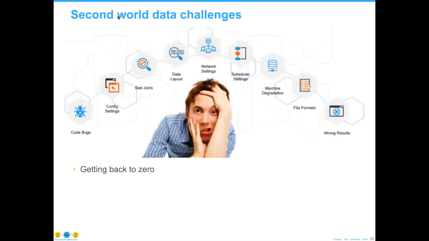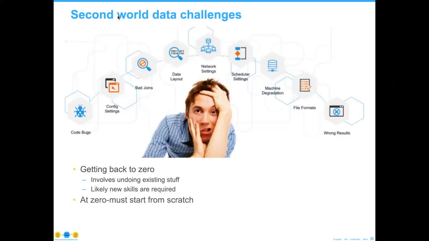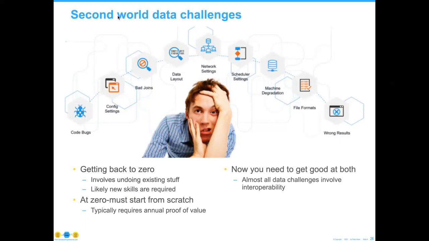First of all, most organizations, if they haven't been doing this, and I estimate it's about 90 to 10, so 90% of the organizations out there need first, before they can start to move forward, to get back to zero. And that involves undoing existing stuff, skewering people's sacred cows, moving their cheese, requires new skills. And if you're at zero, you need to start from scratch, which means you typically are going to require some sort of annual proof of value. And right now you need to get good at both, because almost all data challenges involve interoperability, and there's very little guidance at optimizing data management practices around that.